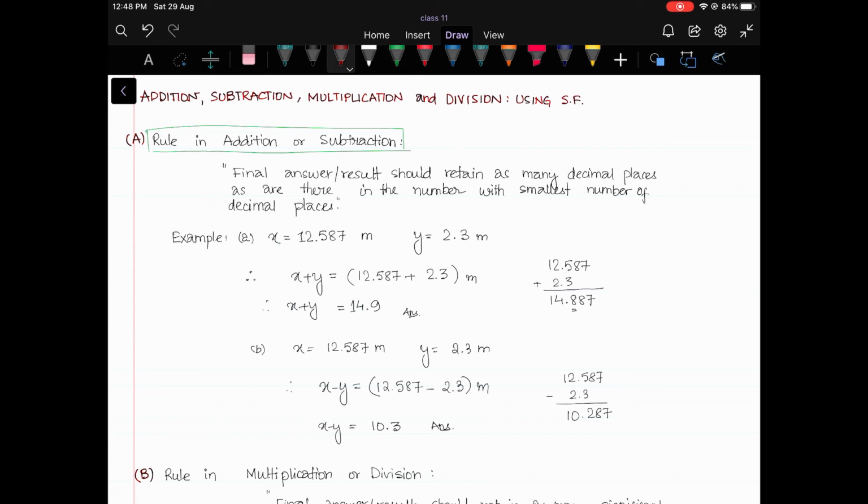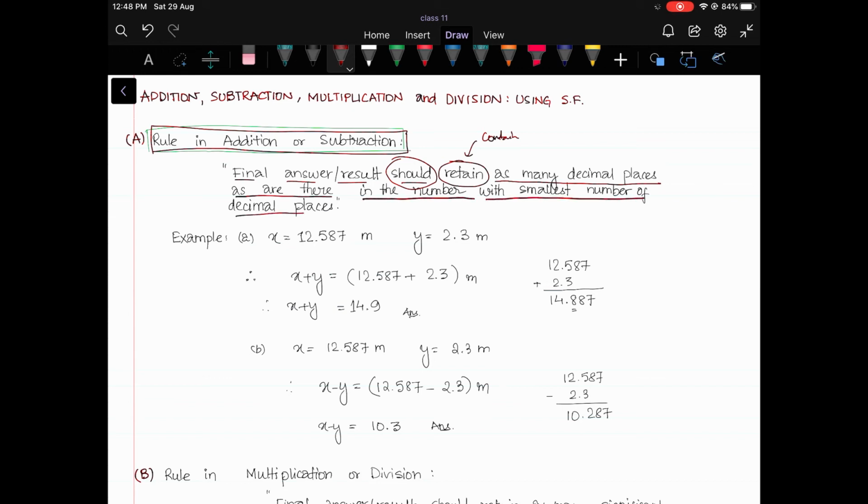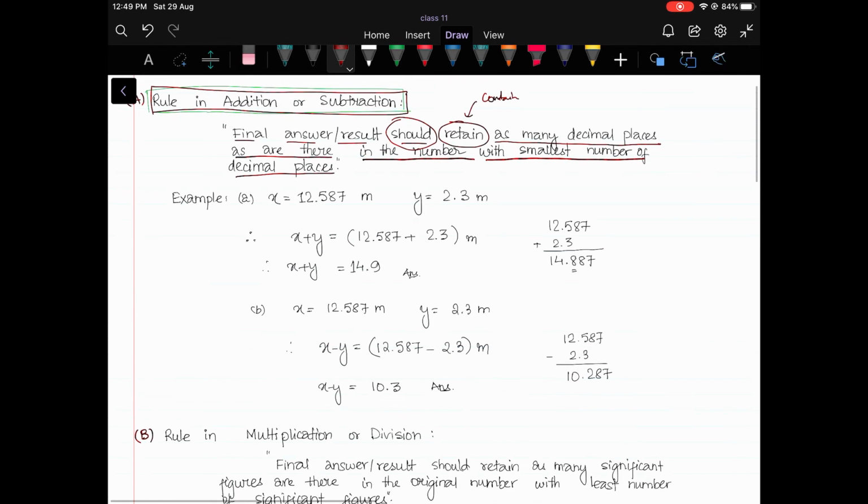Now the first rule that we have is the rule regarding the addition or subtraction of numbers. The rule says the final answer after addition or subtraction, that is your final result, should retain as many decimal places as there are in the number with the smallest number of decimal places. Now it must be confusing for you, but it's actually very simple.